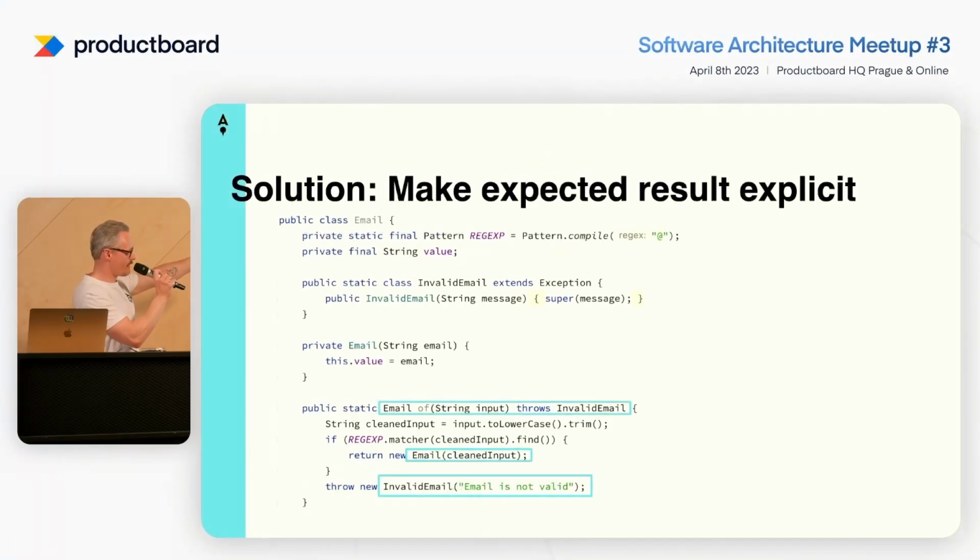This is a Java example, so for that reason I use a checked exception. If Java as a language supported an Either type, you could model it as an Either type, for example in F# or something like this. It depends on your favorite language.